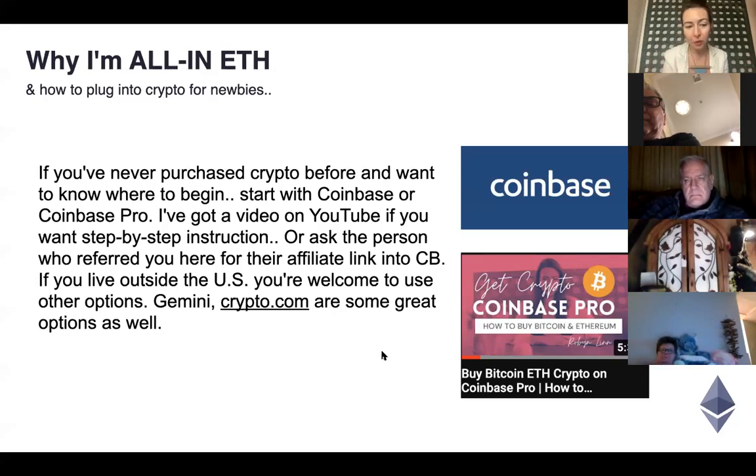There are other options as well, like Gemini and crypto.com. There are many options for those of you who live outside of the United States. So you may want to ask the person who brought you here if they have other recommendations, if you can't use Coinbase or it didn't work for you.